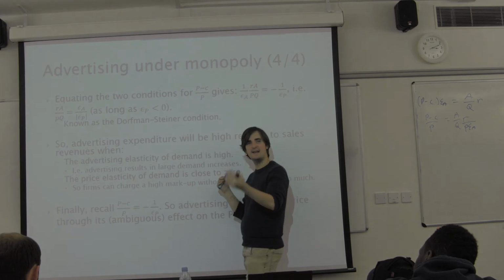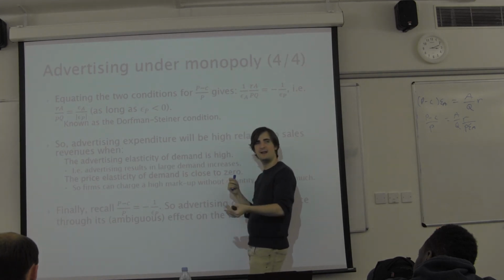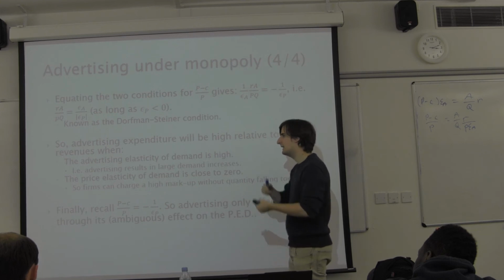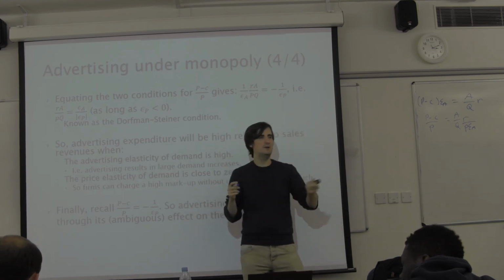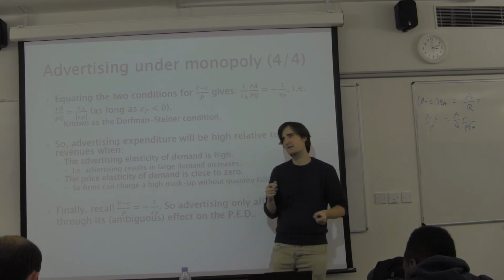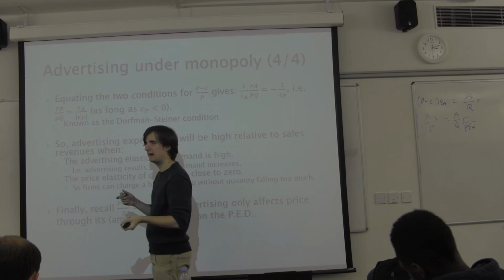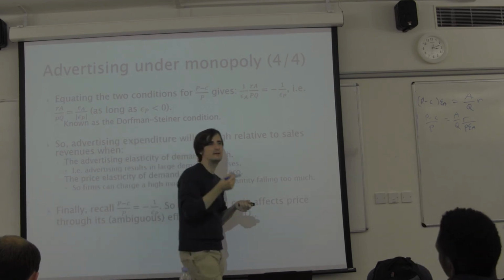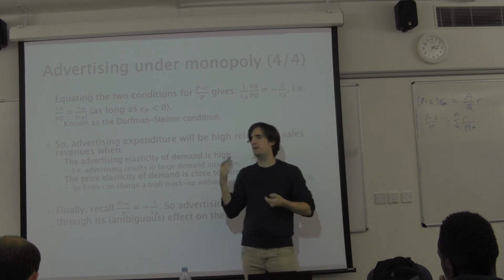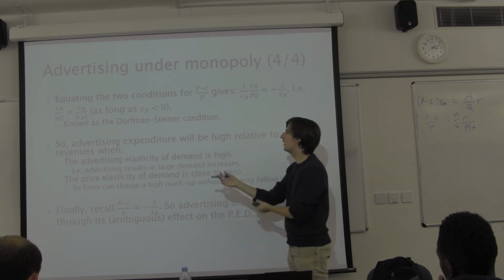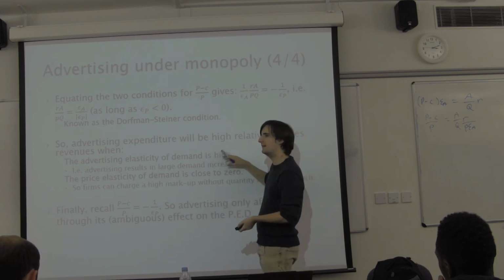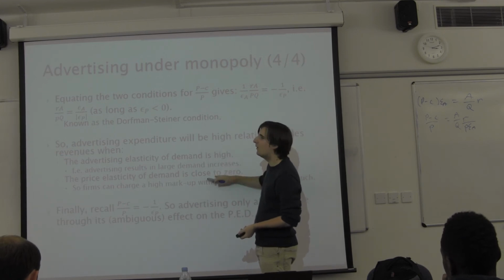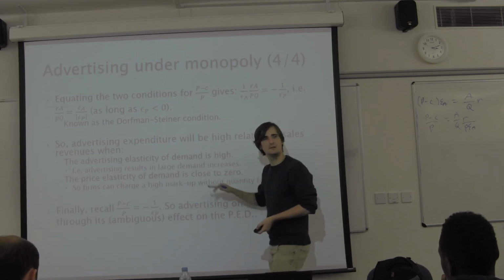So when demand is very price inelastic, it means firms have a lot of monopoly power. They can get away with charging a high markup without too much effect on the quantity demanded. So if they can get away with charging high markups, and advertising enables them to charge a higher markup, then they're going to want to perform lots of advertising. According to this model, there are two times when we should expect to see lots of advertising: either when advertising is very effective, or when firms just have a lot of monopoly power to start with.